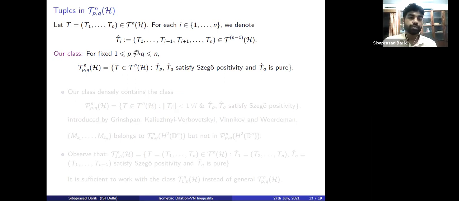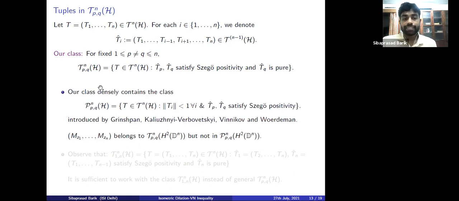With this notation, we define our class τ_n^{pq,h}. For different p and q lying between 1 and n, we define τ_n^{pq,h} as the set of all n-tuples of commuting contractions such that T_p-hat and T_q-hat satisfy Szegő positivity and T_q-hat is pure. That means two different (n−1) sub-tuples satisfy Szegő positivity and one of them is pure. So obviously this is a generalized class of Curto and Vasilescu.